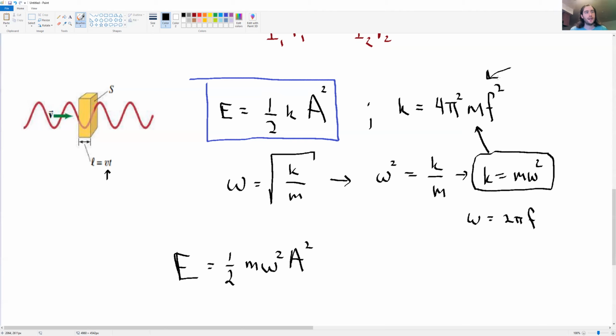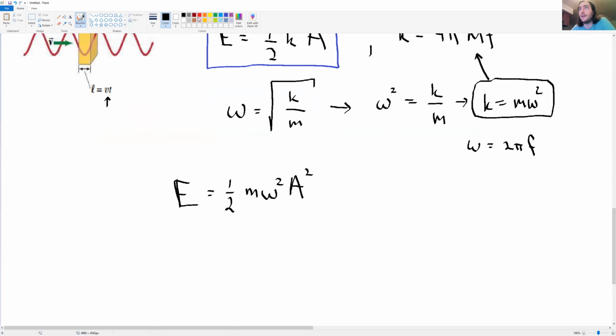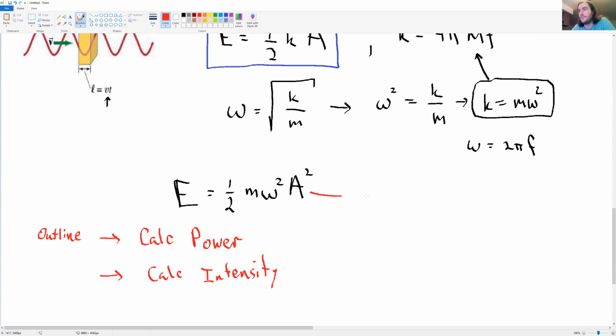Now the idea here is to calculate power. So here's our outline of what we're doing here. We want to calculate power and then calculate the intensity. Okay.